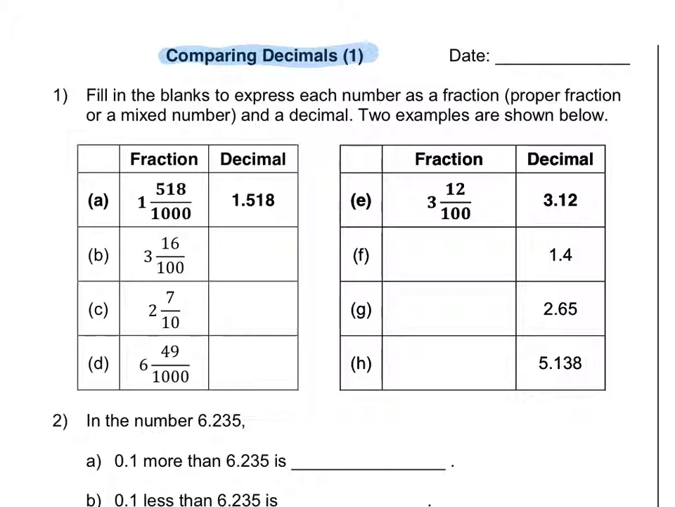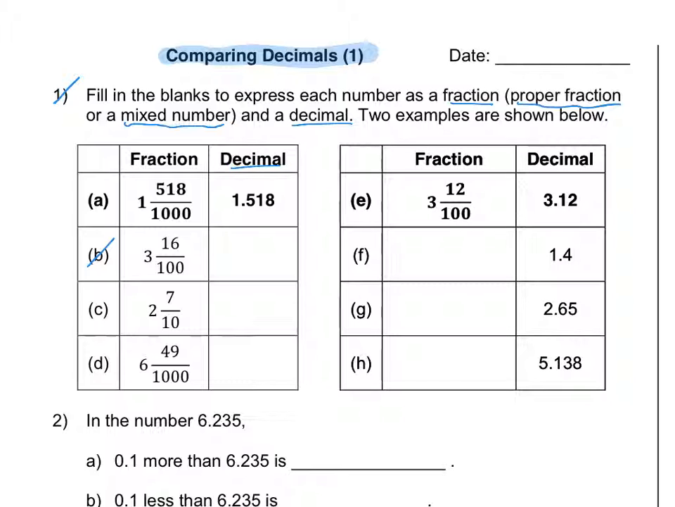So for question number 1, we're supposed to fill in the blanks to express each number as a fraction and a decimal. Two examples are shown below, and if it is a fraction, we've got to write it as a proper fraction or a mixed number. Okay, let's take a look at part B. We are given a fraction and we are supposed to write it as a decimal.